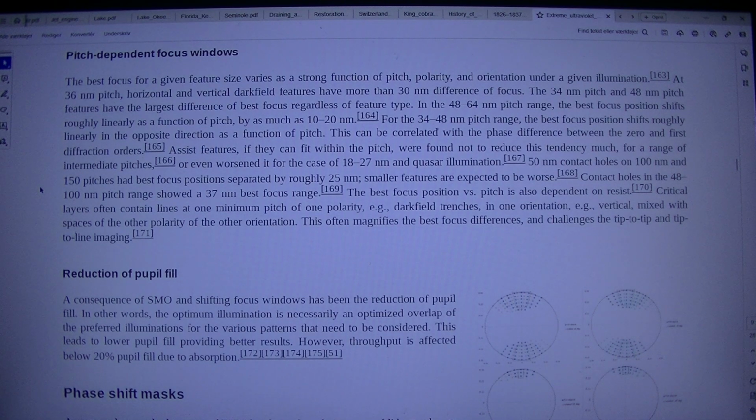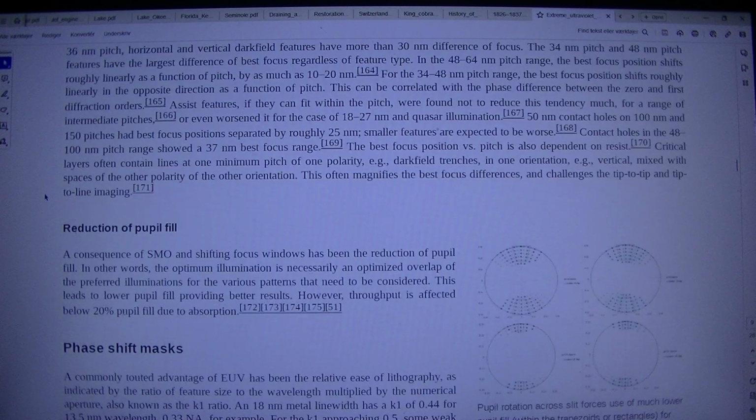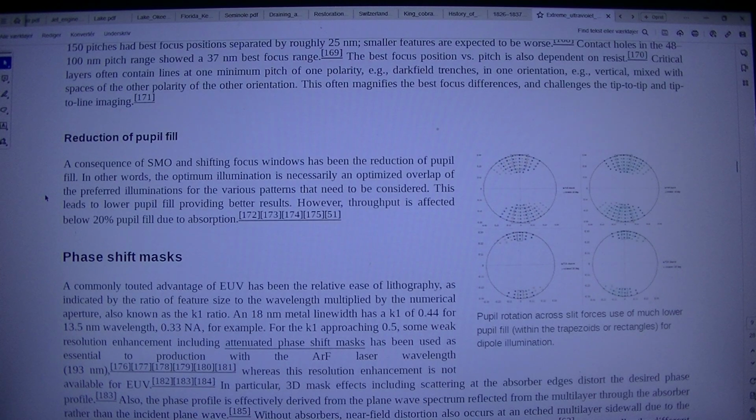Contact holes in the 48-100 nm pitch range showed a 37 nm best focus range. The best focus position versus pitch is also dependent on resist. Critical layers often contain lines at one minimum pitch of one polarity, for example, dark field trenches, in one orientation, for example, vertical, mixed with spaces of the other polarity of the other orientation. This often magnifies the best focus differences, and challenges the tip-to-tip and tip-to-line imaging.